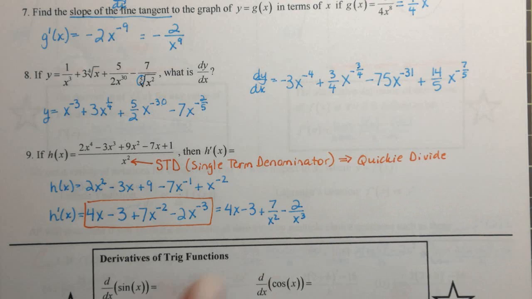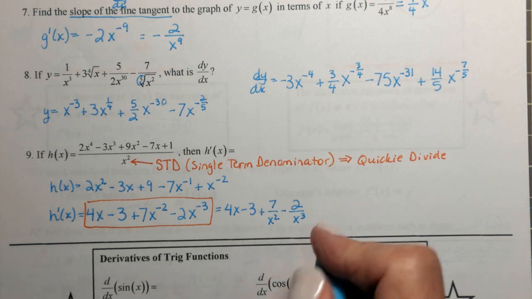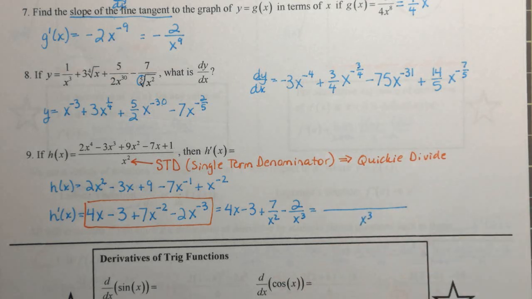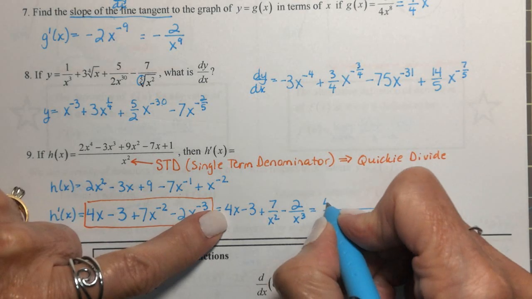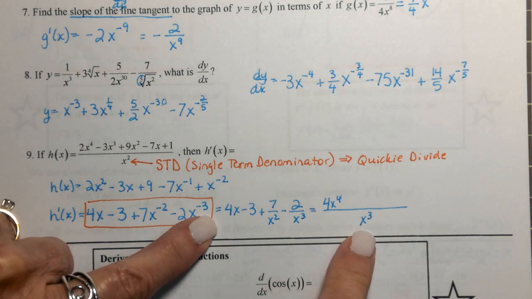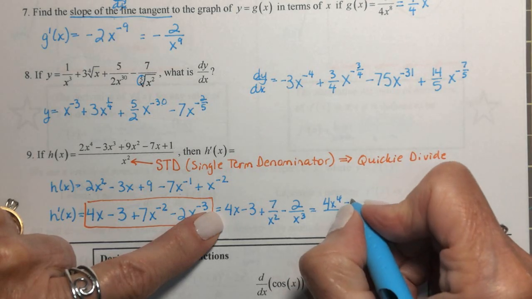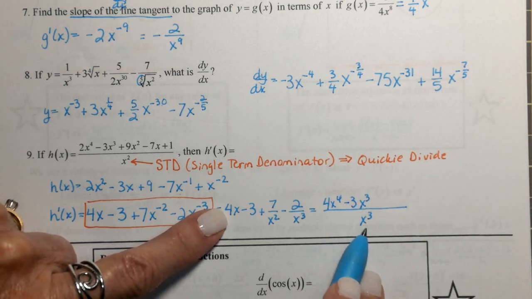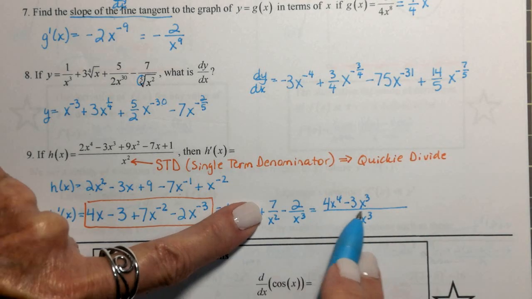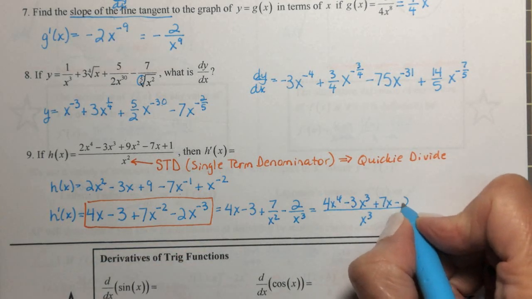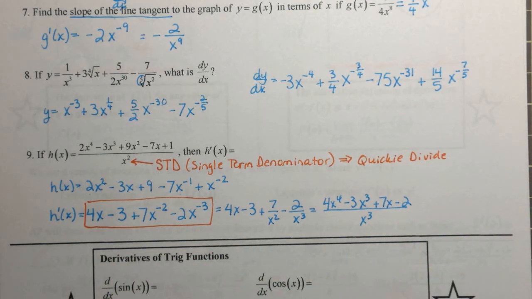Okay. This could be the multiple choice answer. Or they could get a common denominator of x cubed. And if they did, this would be 4x to the 4th, right? 4x is the same as 4x to the 4th over x cubed. This would be negative 3x cubed, because negative 3x cubed over x cubed is negative 3. This one would be 7x, and this would just be a minus 2. So one of those could be the multiple choice answer. Okay?